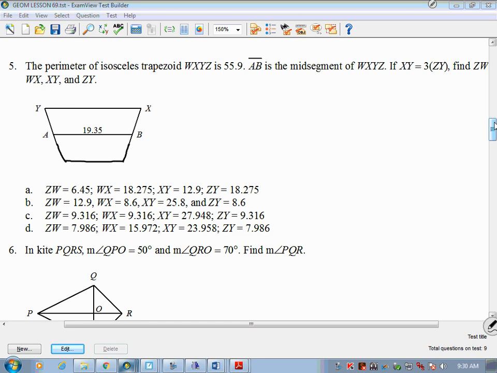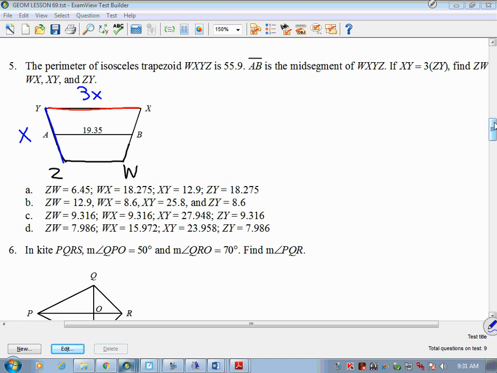They tell me that AB is the mid-segment of WXYZ, and that XY, this top line up here, is 3 times the length. Let me fill in some things that are missing. This is Z and this is W. That XY, this line up here, is 3 times the length of ZY, this line right here. We want to find the length of all 4 sides. So I'm going to start off by referring to this as x, which means this is 3x, correct? All right, we'd get that.